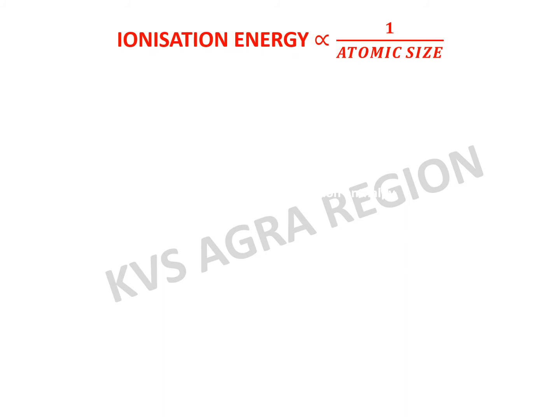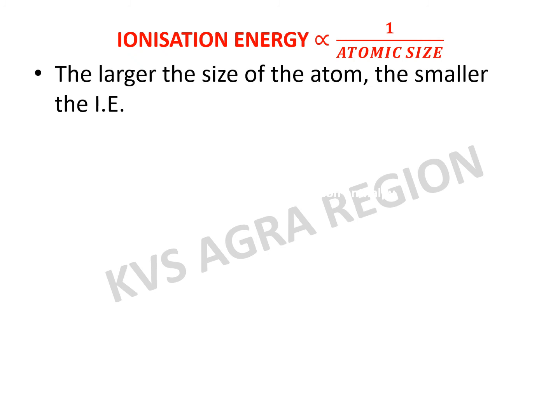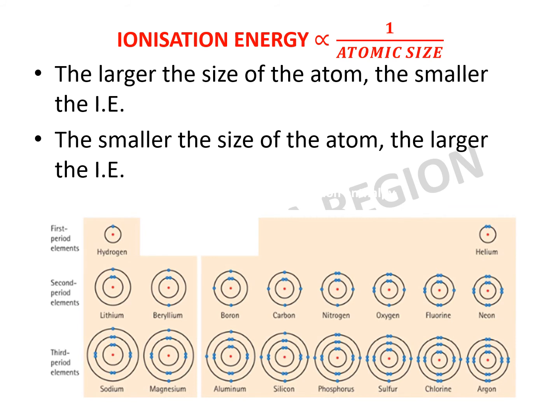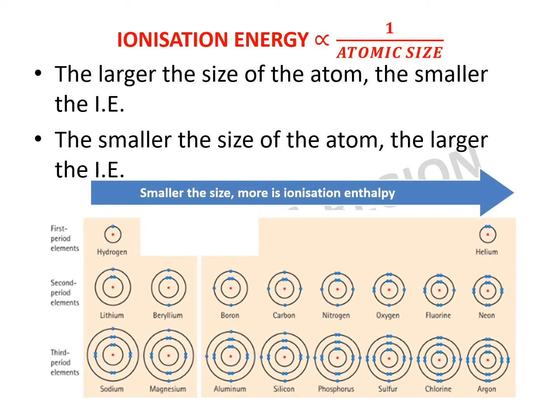Atomic size is the first factor that affects ionization energy. There is an inverse relation between ionization energy and atomic size. The larger the size of the atom, the smaller is the ionization energy. The smaller the size of the atom, the larger the ionization energy. From this figure, it's very clear. As we move from left to right in the period, the atomic size decreases, hence ionization enthalpy increases. As we move down from top to bottom in the group, the atomic size increases and ionization energy decreases.